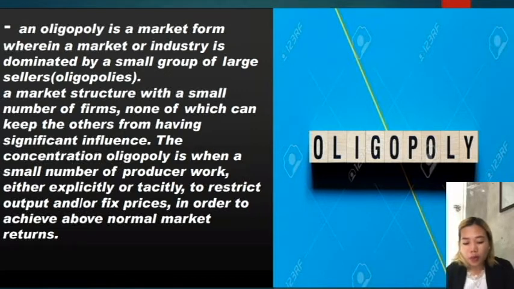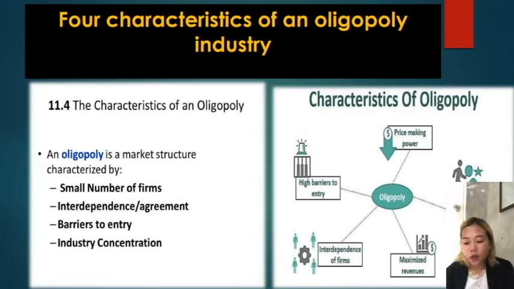An oligopoly has four characteristics, and these are: number one, few sellers. Few sellers means just several sellers who control all or most of the sales in the industry. The second one is barrier to entry. It is difficult to enter an oligopoly industry and compete as a small startup company.